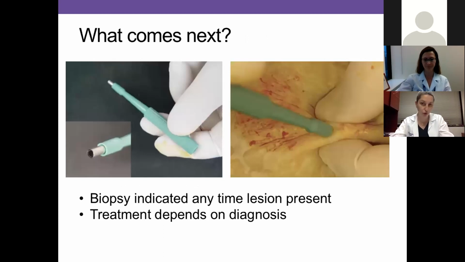This is just an example of a tool you might use for a biopsy, because biopsy obviously dictates what comes next.